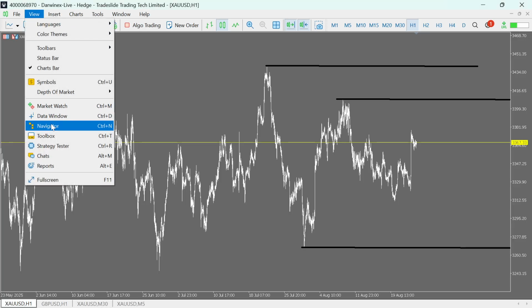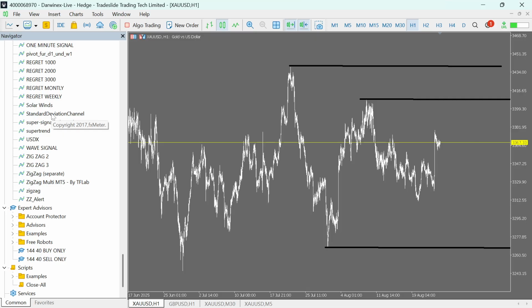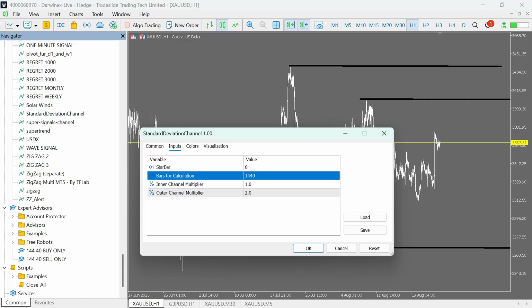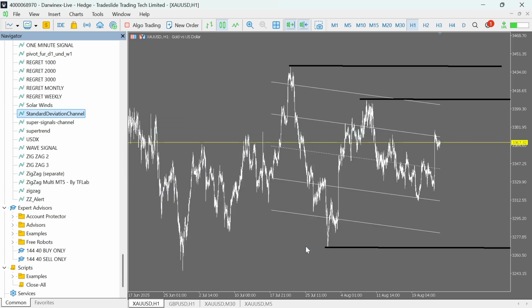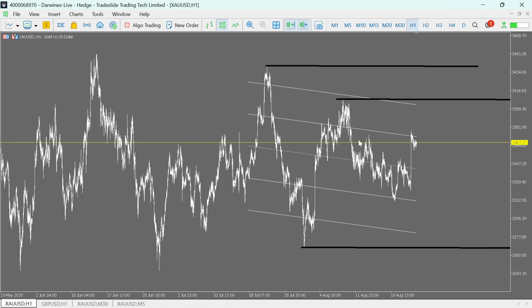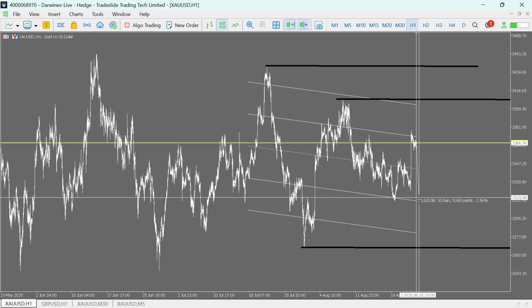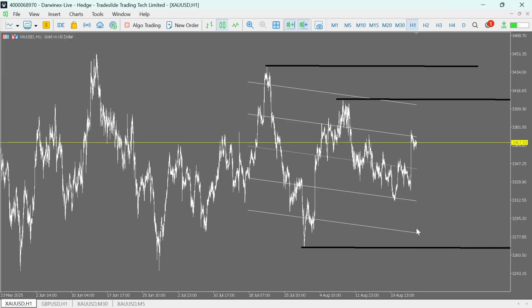We go back to navigator, standard deviation channel, 610 candles. I already did that. Boom! Dead on this line, right? So as we stand right now, gold continued dropping. My estimation is it's going to go back down to this area of support here, right?